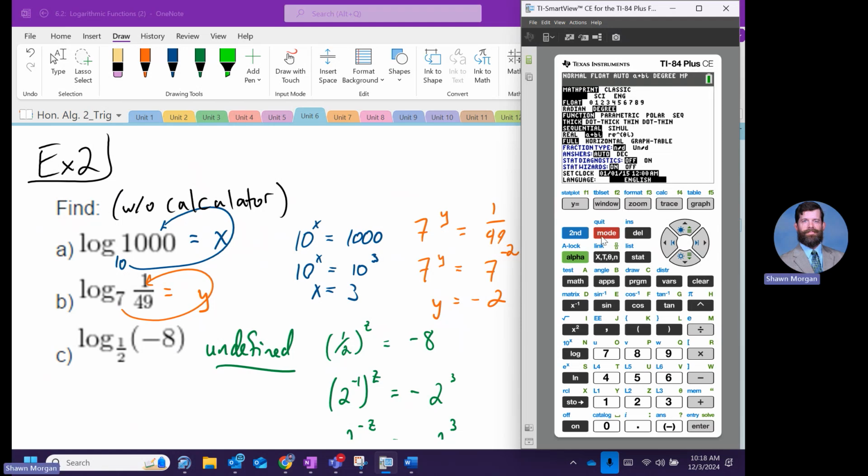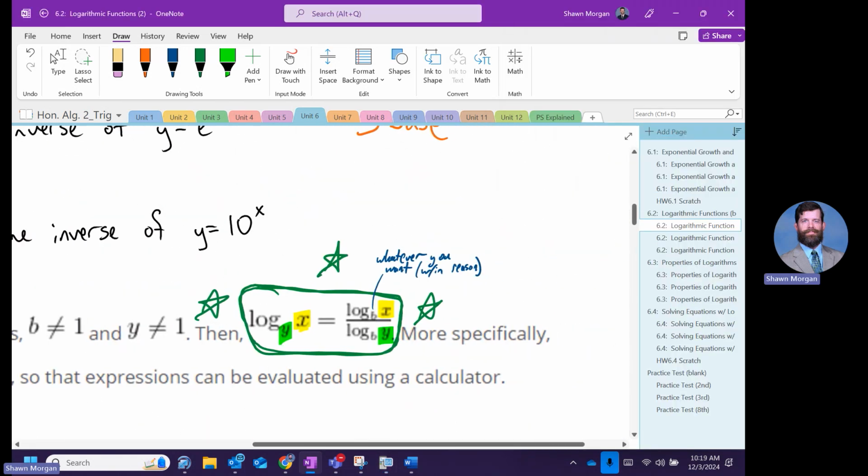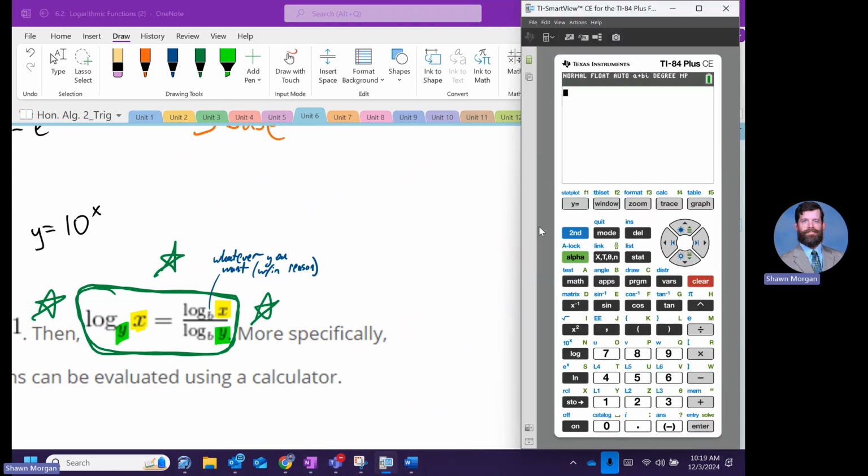Now, suppose that I had my old 83 plus out and I wanted to run a problem like part B. Here's what I would do. I would use that change of base formula, the one we circled and put stars around. That's what I would use to evaluate a log if I didn't have the log base operation. What was part B, the example? Log of 1 over 49, divided by, actually, let's do log of 7, since the base was originally 7. And we get our answer that way.